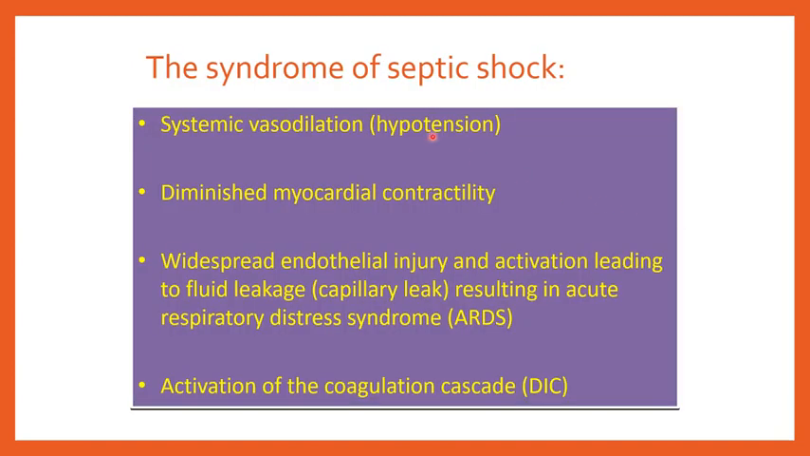The syndrome of septic shock will be systemic vasodilation, that is hypotension, and diminished myocardial contractility and widespread endothelial injury and activation leading to fluid leakage resulting in acute respiratory distress syndrome. So this acute respiratory distress syndrome will be damaging the pulmonary circulation. That is also called shock lung, and activation of the coagulation cascade, that is disseminated intravascular coagulation.